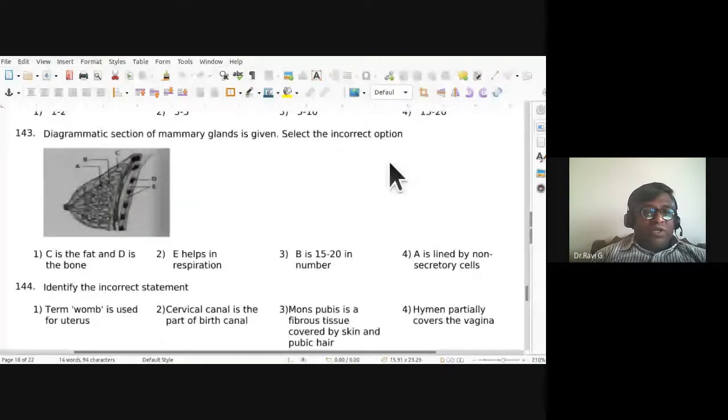Select the incorrect option. C is the fat and D is the bone. So we have to select the incorrect option. E helps in respiration. B is 15 to 20 in number. A is lined by non-secretory cells. So "A is lined by non-secretory cells" is an incorrect option. A is lined by secretory cells, not non-secretory. So the fourth one is the incorrect option.